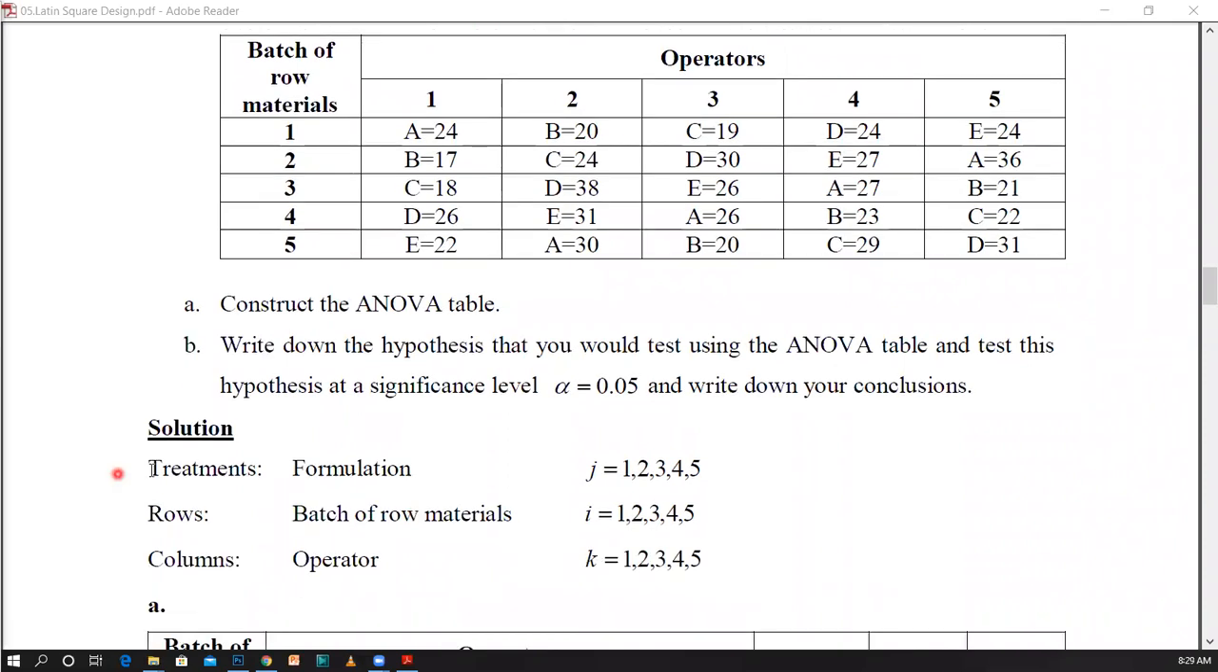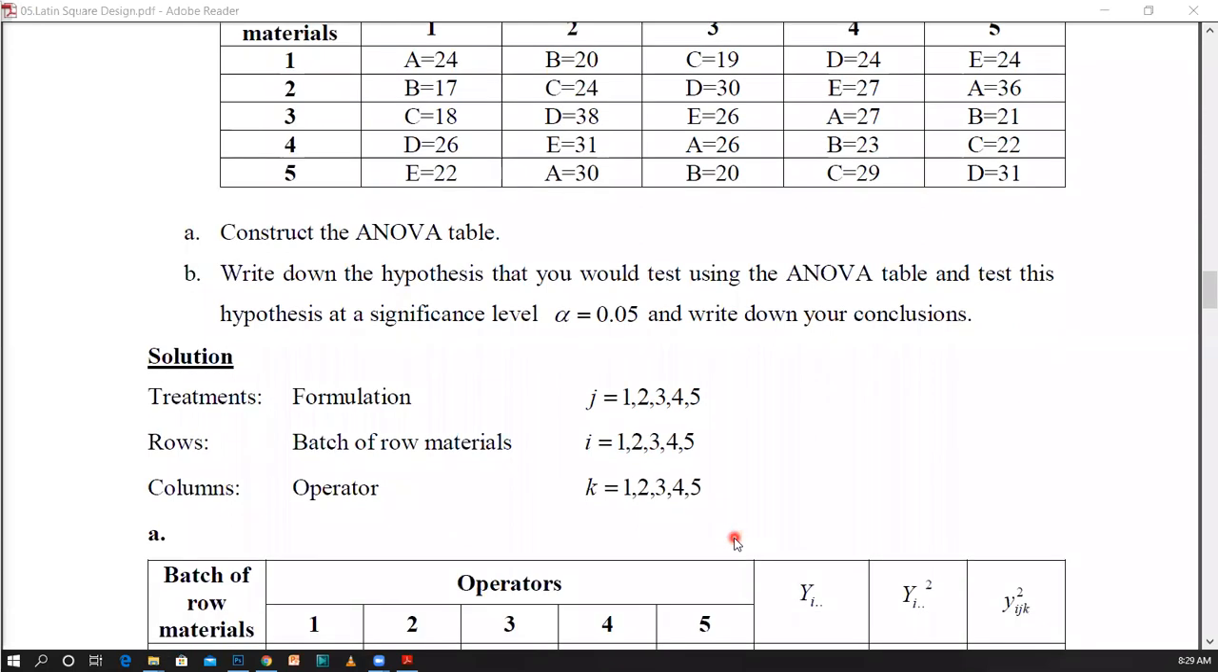The next important thing is the notation: to denote treatments we use the letter J, for rows we use the letter I, and to denote columns we use the letter K. Therefore, I have identified rows as the batch of raw materials. There are 5 batches, and for the columns, I have used the operator number. Since there are 5 operators, the columns are also from 1 to 5.